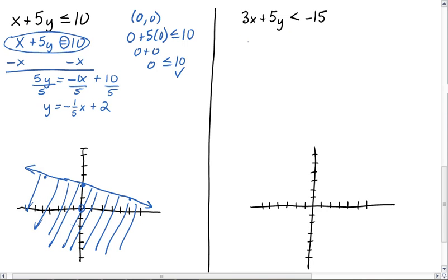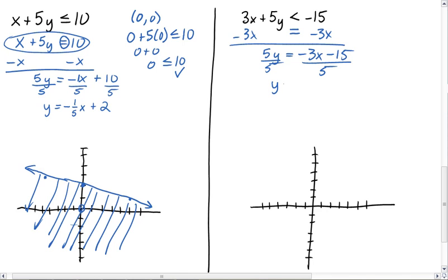Again, solving for y, so I'm going to change it temporarily to an equal sign. I'm going to go minus 3x, and then we've got 5y is equal to negative 3x minus 15. Again, I'm putting the x first. We'll divide everything by 5. This time I'm just going to divide the whole thing by 5, which means individually I'm dividing each term by 5. So y equals negative 3 over 5x minus, because it's a negative divided by a positive, 15 divided by 5 is 3.